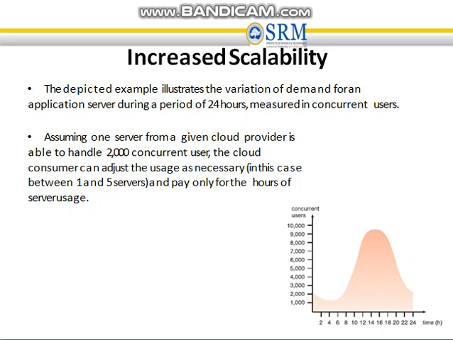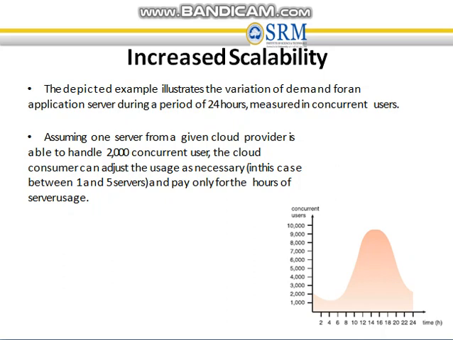This diagram clearly tells that, assuming one server from a given cloud provider, it is able to handle 2,000 concurrent users, and the cloud consumers can adjust the usage as and when necessary and pay only for the hours of the server usage.